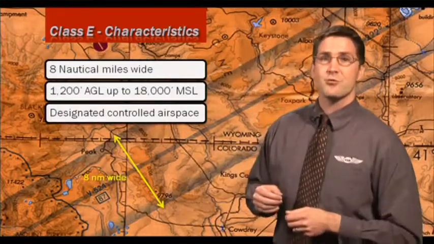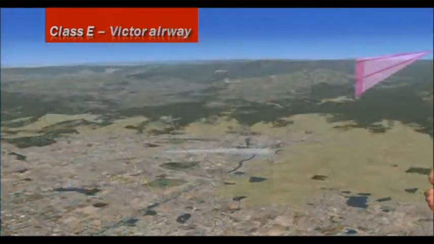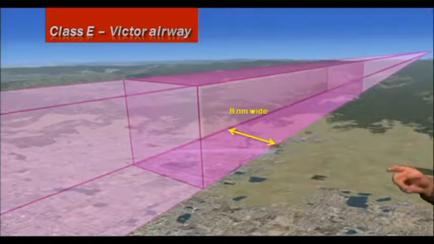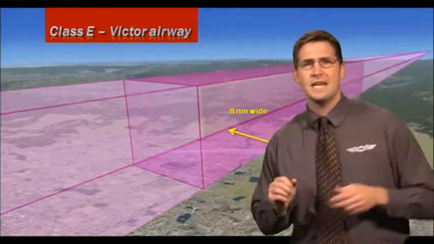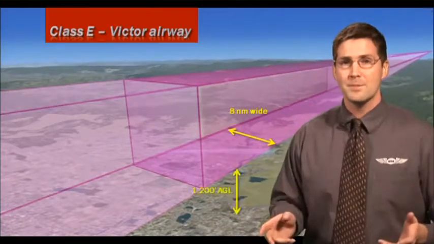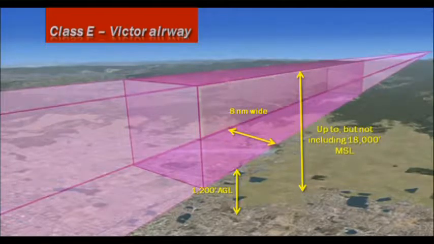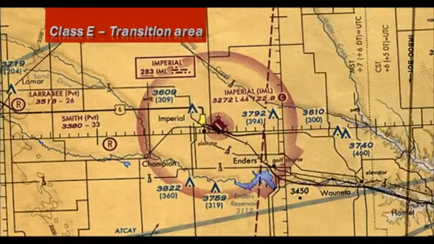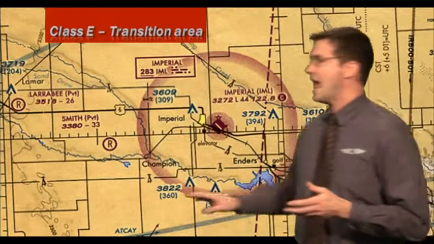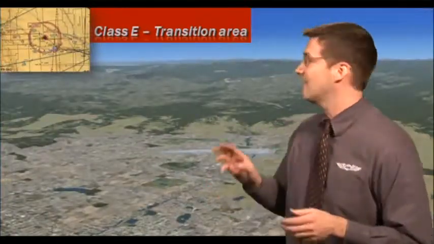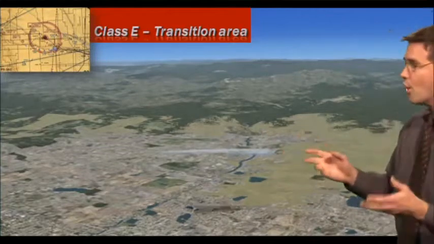Let's take a look at a 3D depiction of a Victor airway. As we've seen, an airway is 8 nautical miles wide. It starts at 1,200 feet AGL and it goes all the way up to, but not including, 18,000 feet MSL. You also find Class E airspace in a transition area as shown by this shaded magenta circle here at Imperial Airport. Now, Class E transition areas typically surround airports that have instrument approaches but no control tower.